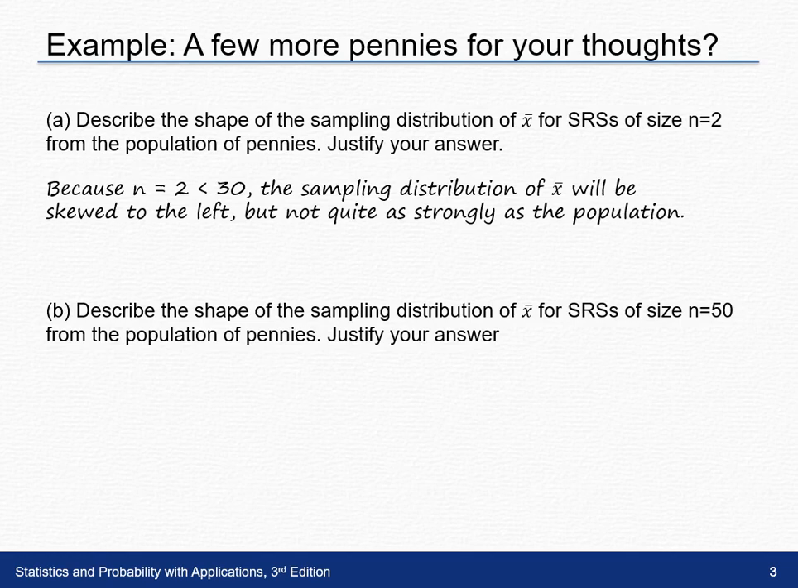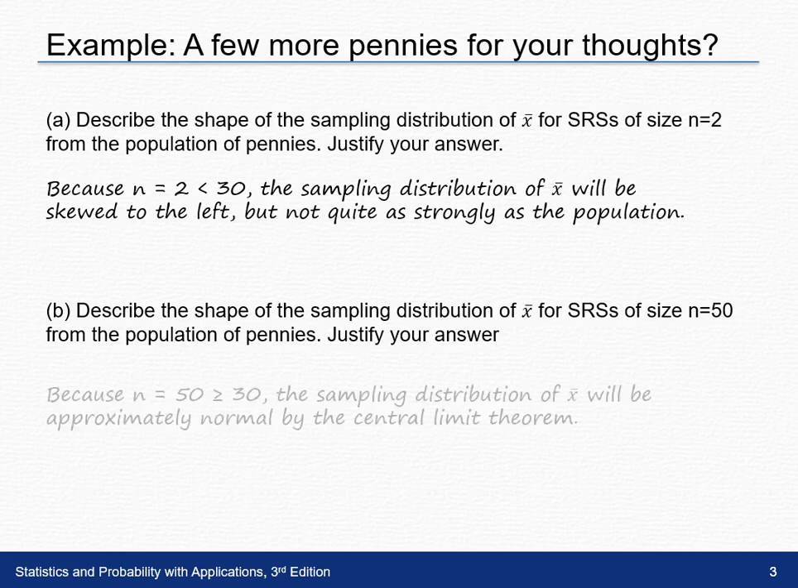In part B, we're taking simple random samples of size 50 from the population of pennies, and in this case, even though we're still coming from a skewed population, that sample size is bigger than 30, our large enough sample size condition, so the sampling distribution of X bar will be approximately normal.